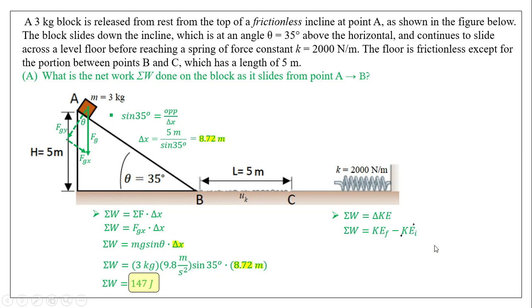Well, I can cross out KI because KI is 0 because it starts at rest. So the only thing I need to find is really KF. However, keep in mind, hopefully by now you understand conservation of mechanical energy. At the very top of the ramp, the only energy that exists is PE due to gravity. And all that PE will be converted to KE by the time we reach point B.